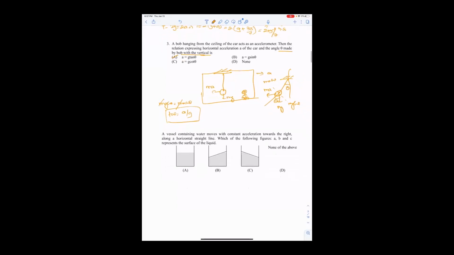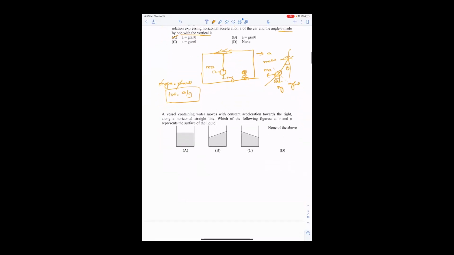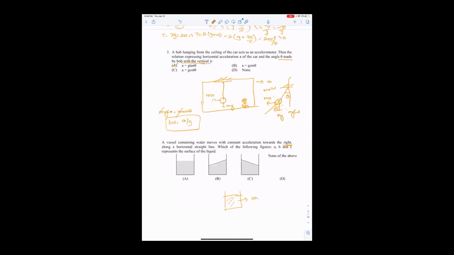Same question, but another way they will ask you is: a vessel containing water moves with constant acceleration towards the right. So there is a vessel, there is some water inside, then acceleration a. It's going towards the right, that is the important one. Which of the following figures A, B, C represents the surface?